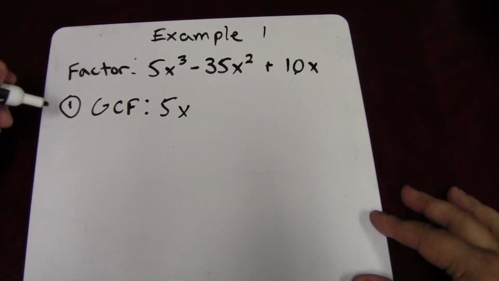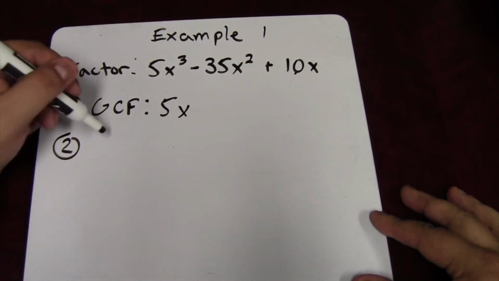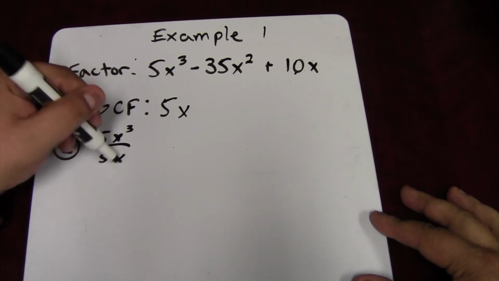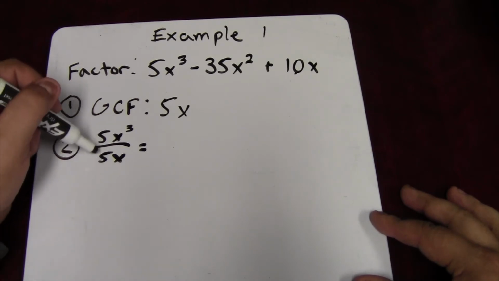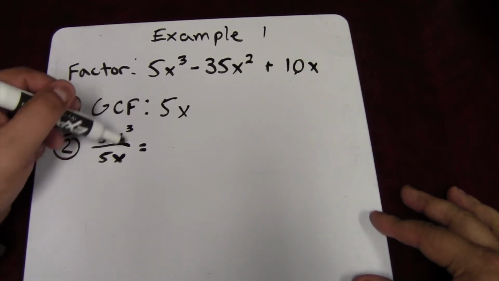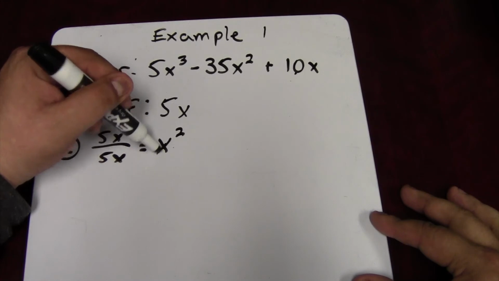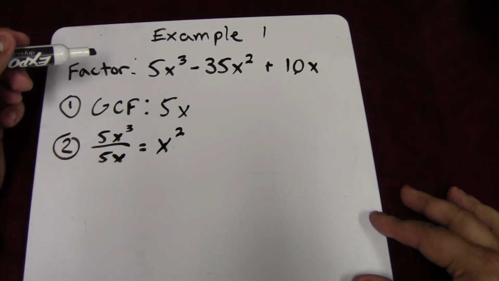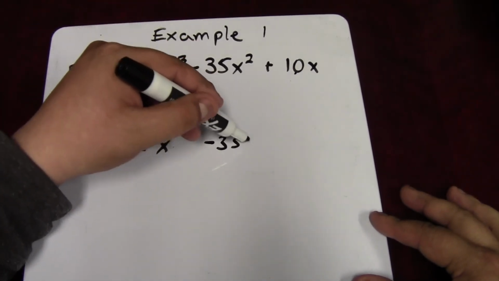Now we need to divide each of these terms by the GCF. So we have 5x cubed. We're going to divide that by 5x. This gives us, well, 5 divided by 5 goes to 1, and x cubed divided by x to the first, if we subtract the exponents, this just leaves us with x squared. So the division of this here gives us x squared. Next, let's look at this negative 35 x squared.